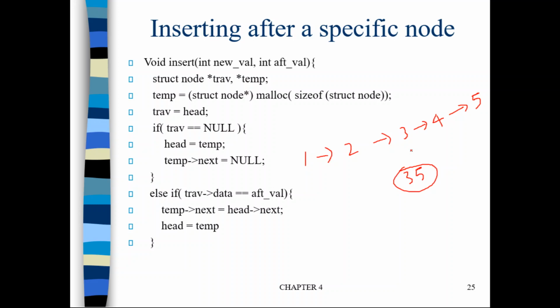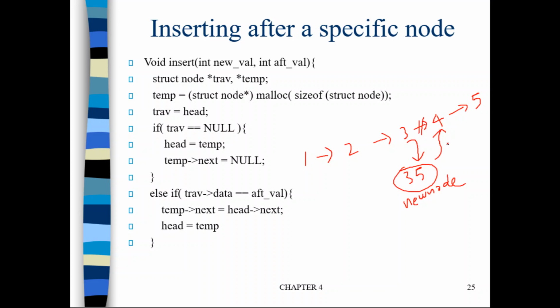Then how will the linked list change? The linked list should change like this. Now 3's next should point to 35, and 35's next should point to 4. So this is what is called insertion. So whenever you want to insert, what should happen? The node you want to insert is called the new node. This is the new node which we want to insert. The previous node should point to the new node, and the new node should point to where the previous node was previously pointing. So these 3 changes we have to do.